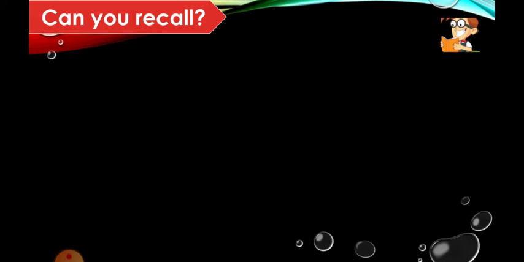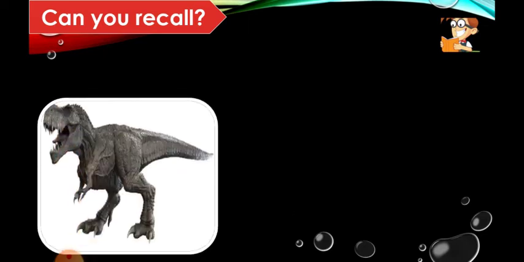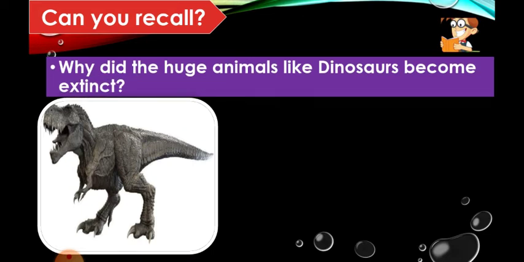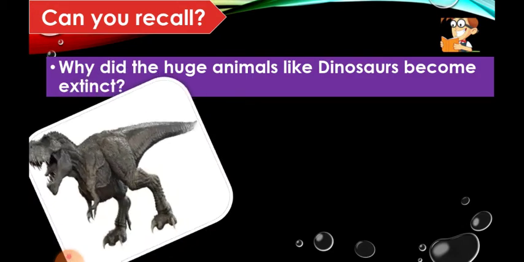Next question. Do you know who this is? Yes, my dear children, everyone, especially the kids, like this animal. Who is this animal? Yes, it's a dinosaur, and you know that dinosaurs are extinct now. We have lost them completely. So why did huge animals like dinosaurs become extinct?